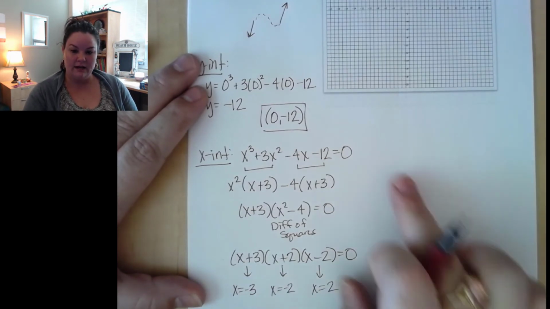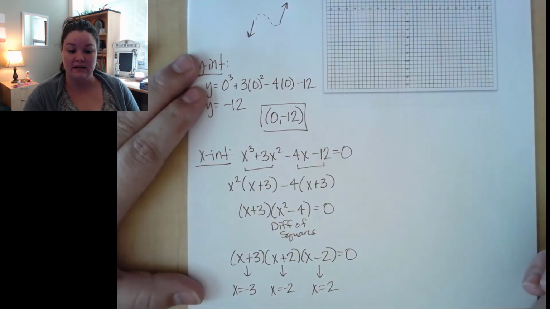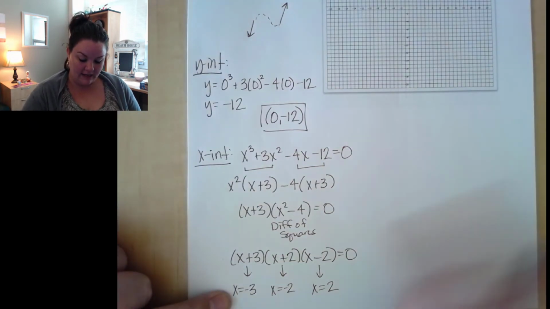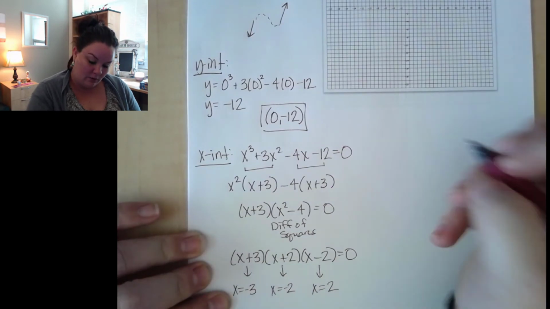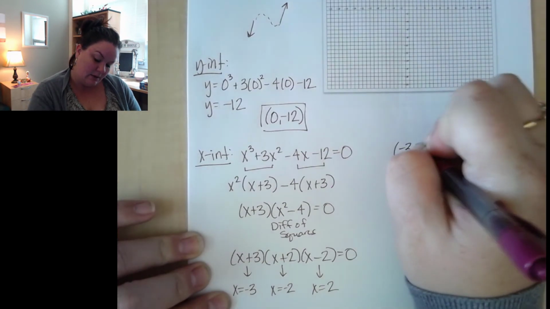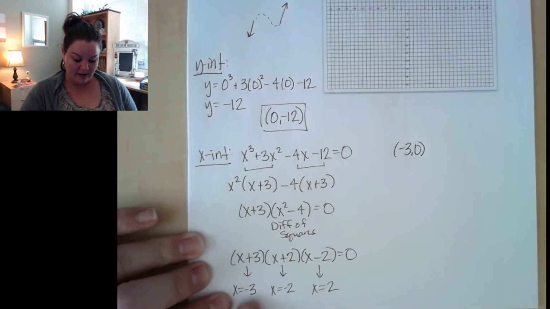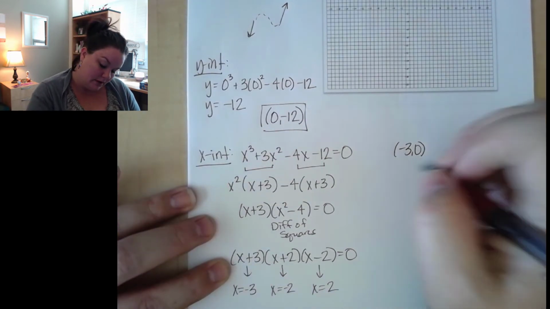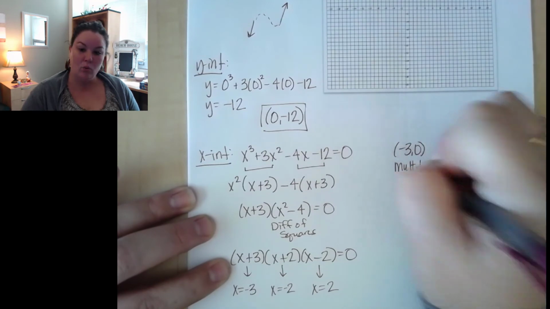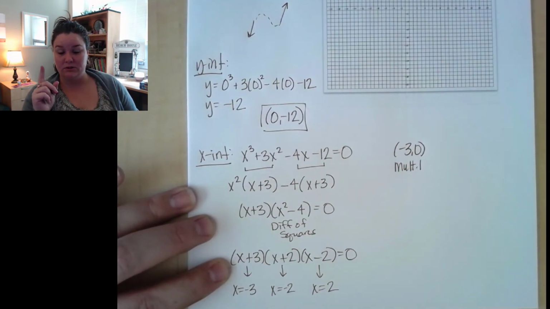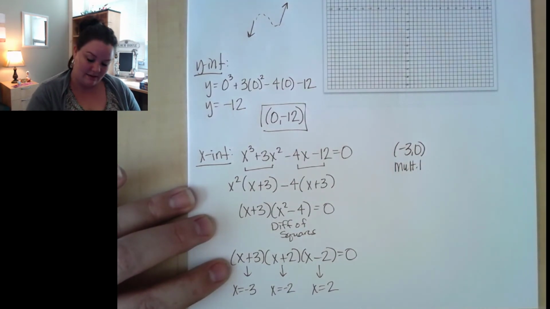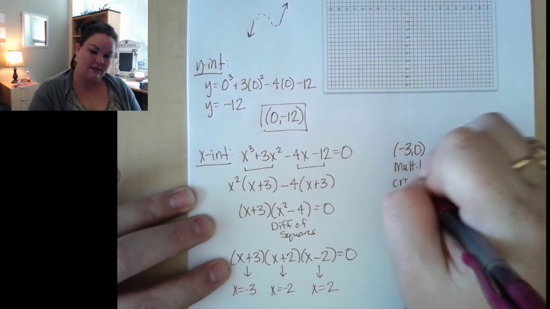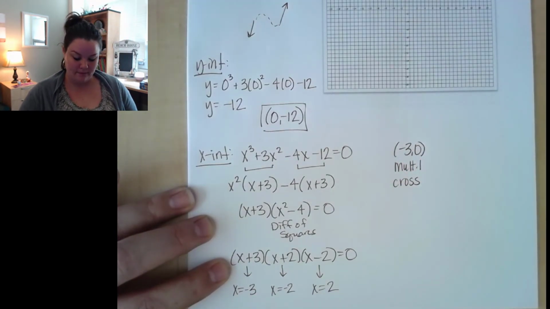Okay, so I'm going to go ahead and come up here and just write out all the stuff I need to know about those. So at x equals negative 3, I'm going to write that as negative 3, 0. And notice the factor that it came from, I only have one copy of that factor. So it has multiplicity 1. Since it has multiplicity 1 and 1 is odd, that means it's going to cross at that x-intercept.